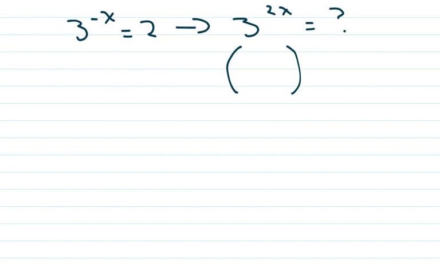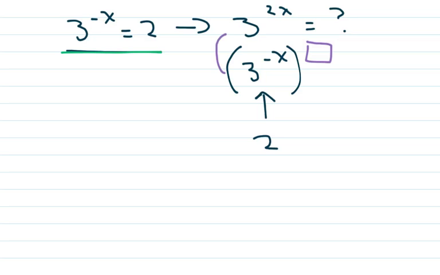2 more we'll do quickly. If 3 to the negative x equals 2, then what is 3 to the 2x equal? So again, I want this inside here to be 3 to the negative x. Because if I can do that, I know I can get a 2 here. Because that's what this equals here. So, what would I put here to make this look like that? And that would be negative 2.